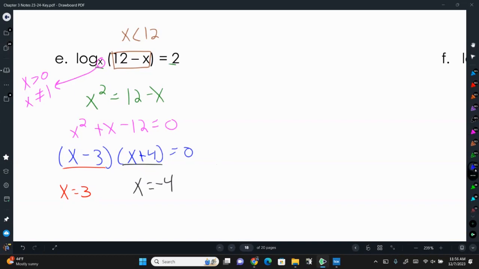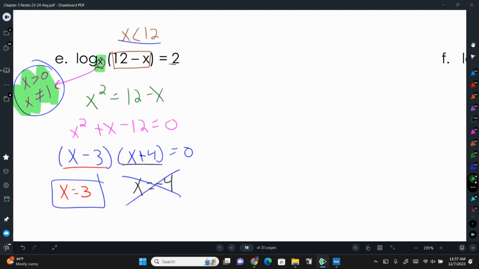So that means even though negative 4 would work up here, it doesn't work over here for that domain. So we can't have negative 4 as an answer. So our only solution is positive 3. Now you only have to worry about this when your base of the log is x.